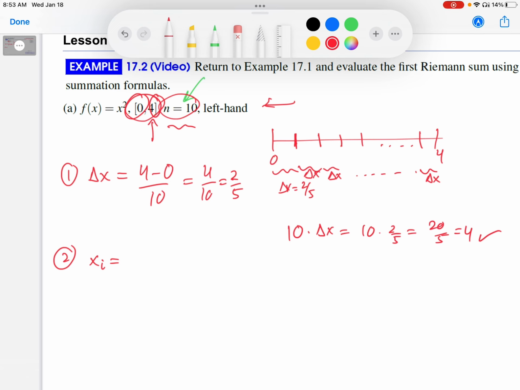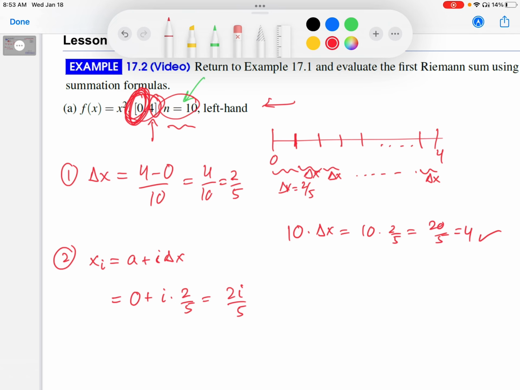Again, these are the x values you're going to use to plug into the function to give you the y values for your rectangle heights. Okay, so a plus i delta x. This is again one of those formulas that pops out of doing this analysis and systematizing it. So what is a? a is always the left endpoint of our interval plus i times delta x. Delta x is 2/5, so this is 2i over 5.